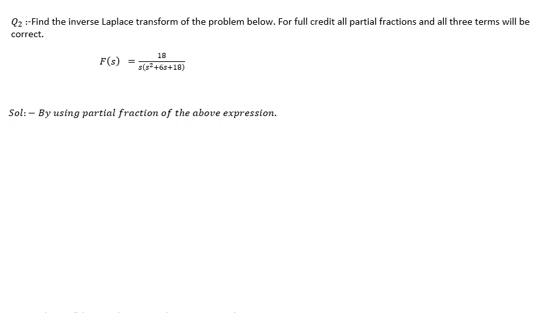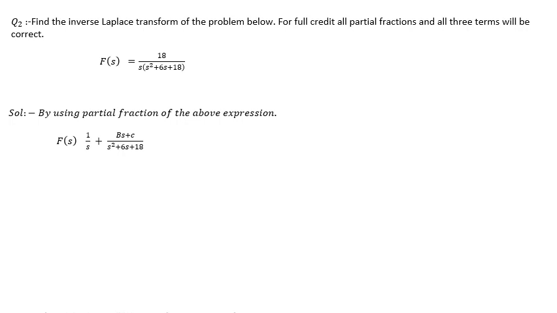So now, first of all, we separate the s term. So F(s) is equal to 1 upon s plus (bs plus c) upon (s square plus 6s plus 18). Here is one typo: I missed the equal to sign, so please take care of that. So F(s) is equal to 1 upon s plus (bs plus c) upon (s square plus 6s plus 18).